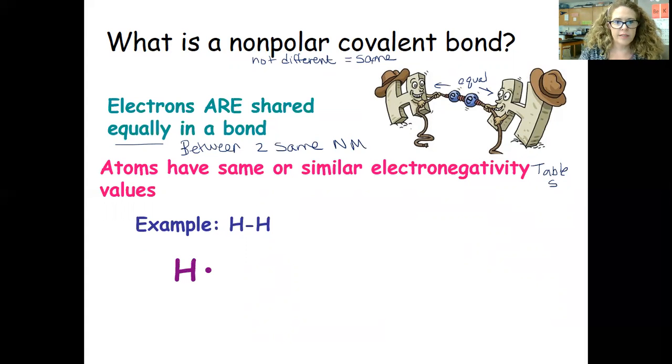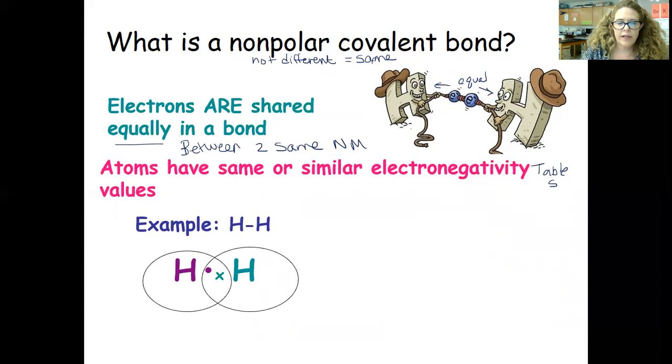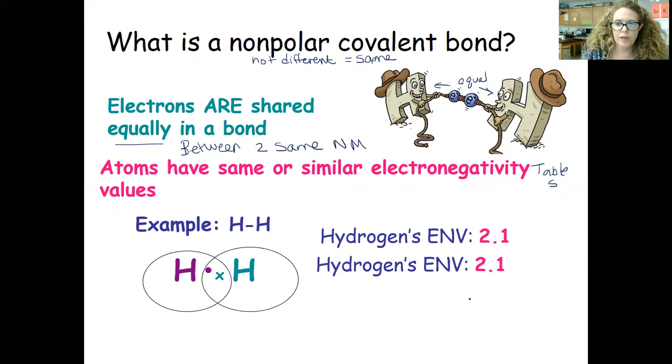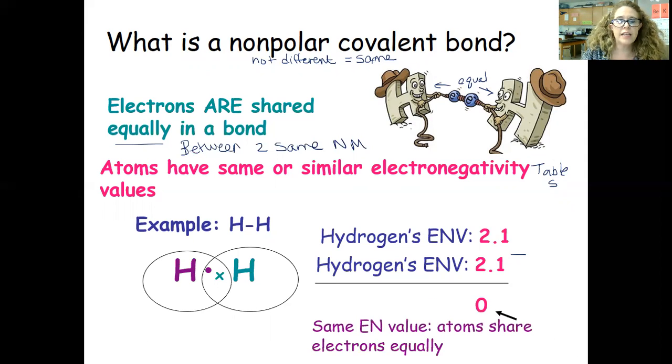So if I have hydrogen with one valence electron and another hydrogen with another valence electron, that's where they're going to share those unpaired electrons, and there's the sharing that happens between those two. Hydrogen's electronegativity value according to Table S is 2.1. The other one is also 2.1. So when you subtract those two numbers to get the electronegativity difference, our electronegativity difference is 0. So we say that's an equal share, equal or not different. So it's not polar, non-polar. That's a non-polar covalent bond.